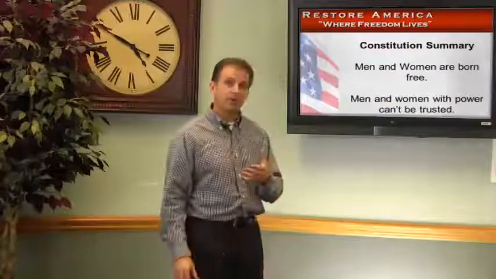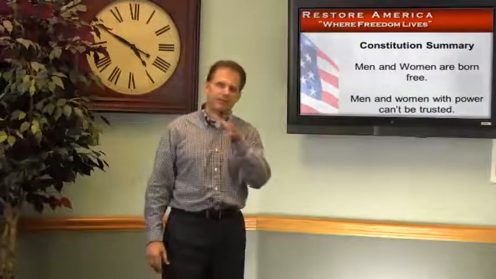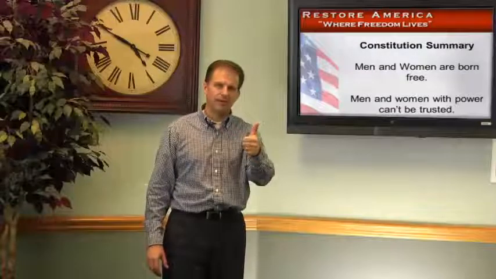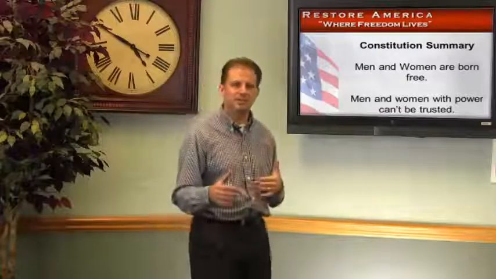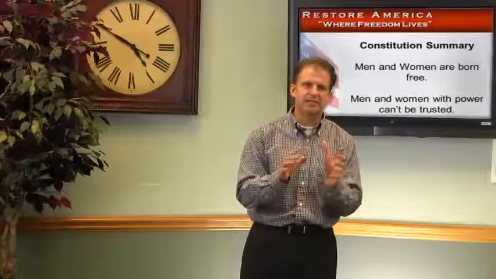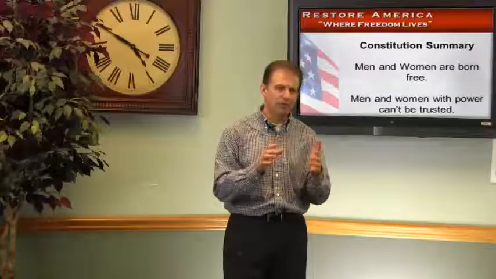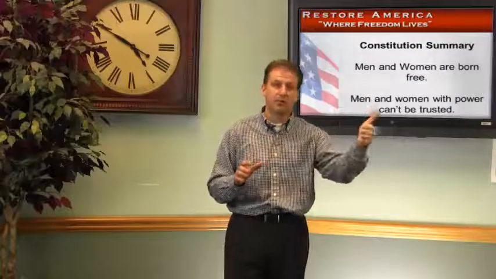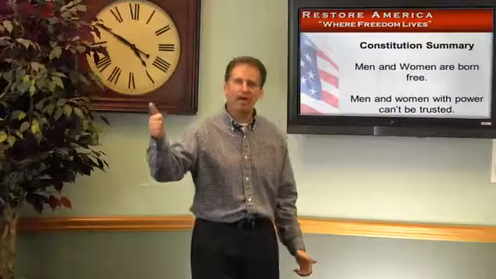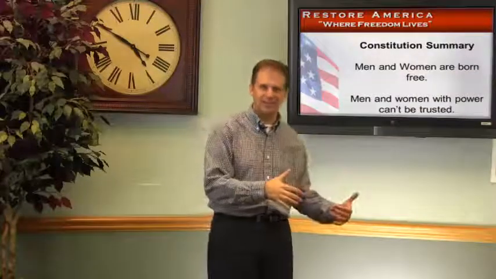So let's summarize what we've talked about here today. The summary of our Constitution, number one, the Constitution is a complex maze of booby traps designed to stop tyranny in its tracks. And our Constitution begins with two immovable piers. And those immovable piers are this: men and women are born free, and men and women with power cannot be trusted. Think about that in the context of our Constitution.